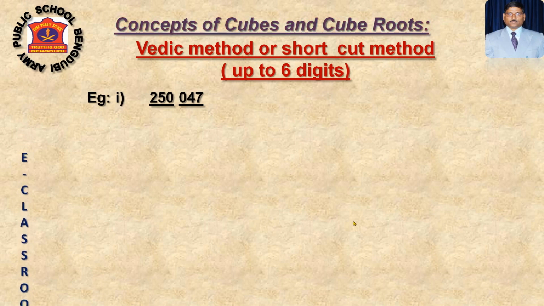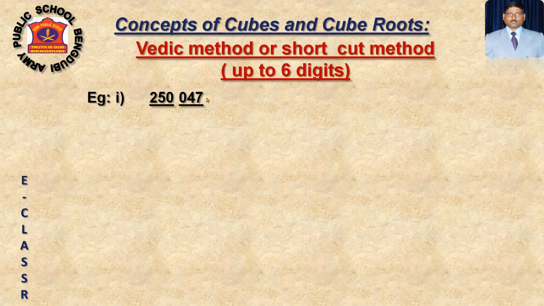Now first of all, whatever number is given, from your right hand side, underline it in a group of 3, such as 0 4 7 as one group, and the remaining part as another group. The first group will tell you the unit digit of the cube root, and the other group will give you the ten's digit of the answer. Okay, so what we know is, for a number ending with 7, what will be the unit digit of the cube root?